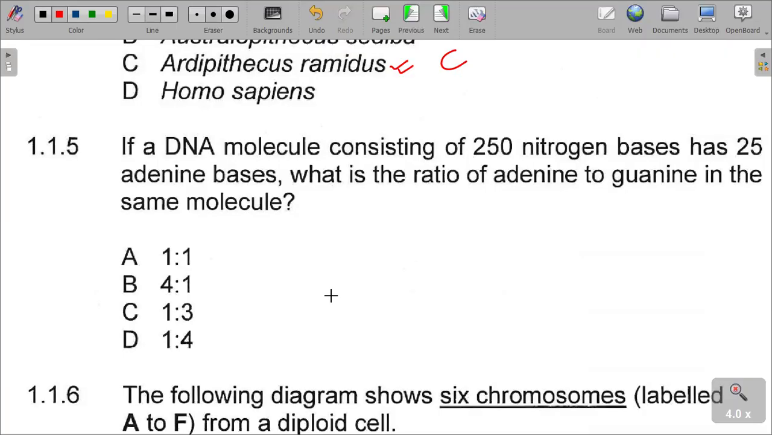This is so interesting. Question 1.5. If a DNA molecule consists of 250 nitrogen bases and 25 of them are adenine bases, what is the ratio of adenine to guanine in the same molecule? This is quite interesting. Check here. The total number of bases is equal to 250, and adenine is equal to 25.